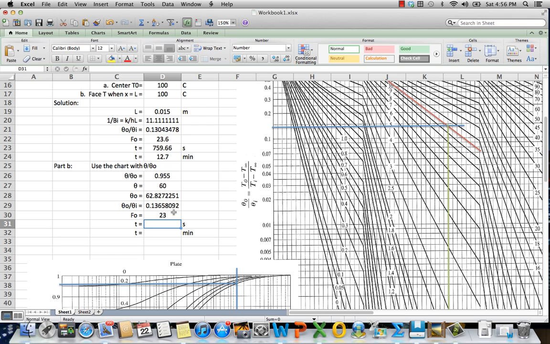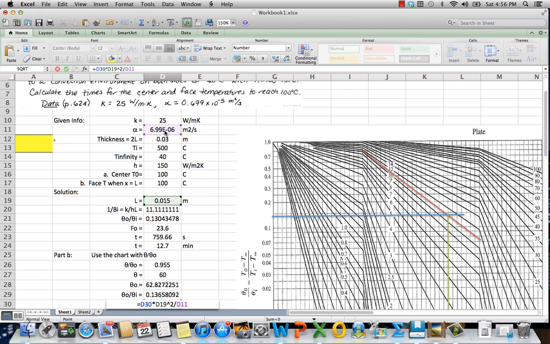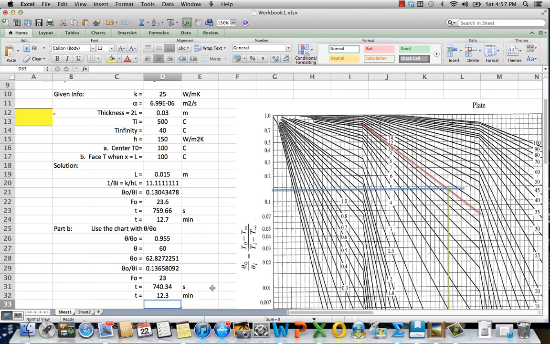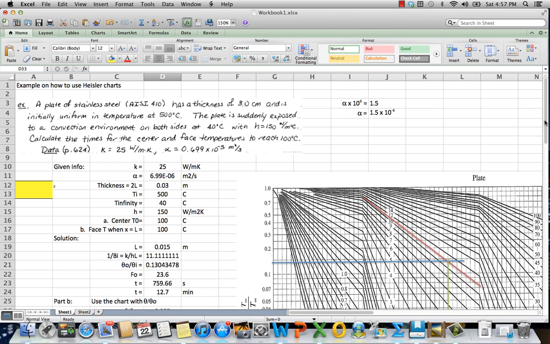Okay, so same formula as before. So this times my L squared divided by my alpha, which is way up there somewhere. Okay, 740 seconds, or if I take that and divide by 60, 12.3. So slightly shorter time. Not a lot different, but it is less, and that was what we had as our expectation. Okay, so that is the first example. I'm going to do the second example in a separate video.